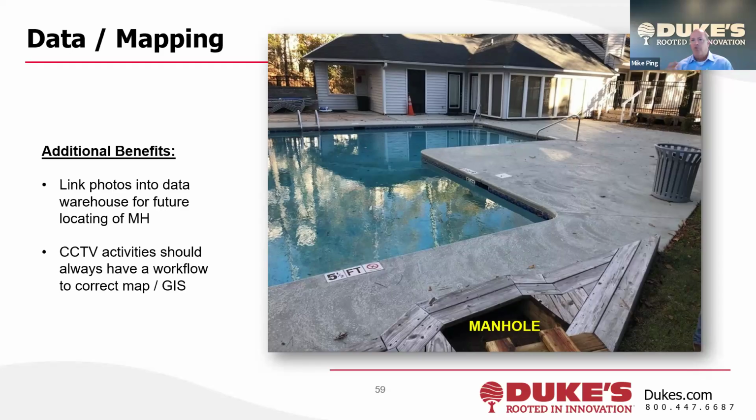And the second bullet point there: I like to promote the idea that TV activity should always have a component in the workflow to correct the map. We ingest all of the projects. We always begin with a GIS, some kind of map file, a shape file of the project area. And a lot of people have good maps, but nobody is making a 100. So as these activities are happening, TVing and cleaning, it's a perfect time, if there's a discrepancy in the mapping, to note that and get it corrected.